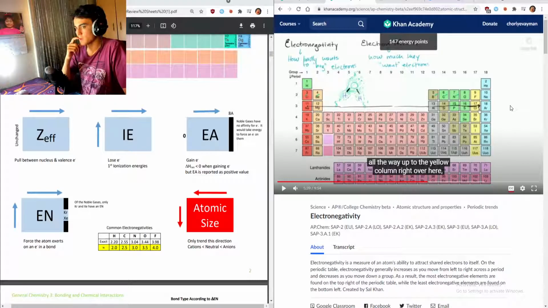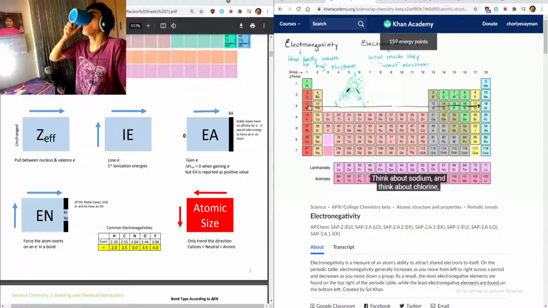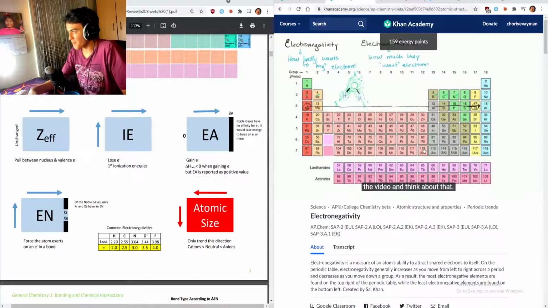The yellow column right over here, what do you think is going to be the trend for electronegativity? And once again, one way to think about it is to think about the extremes. Think about sodium and think about chlorine. I encourage you to pause the video and think about that.